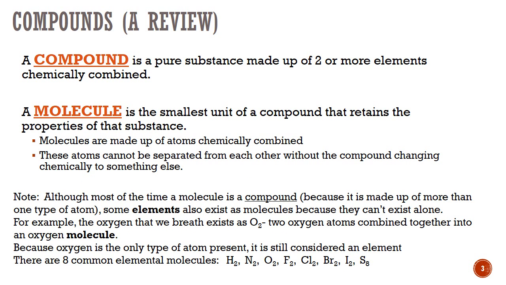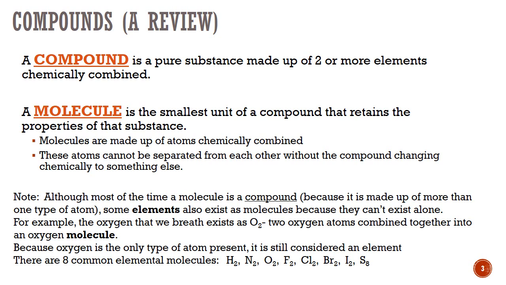Okay, so let's just review a little bit. What is a compound? A compound is a pure substance made up of two or more elements chemically combined. And the molecule is the smallest unit of a compound that retains the properties of that substance. Now, we can't separate the atoms from each other unless we have done something chemically. So a molecule cannot be separated physically, only chemically.